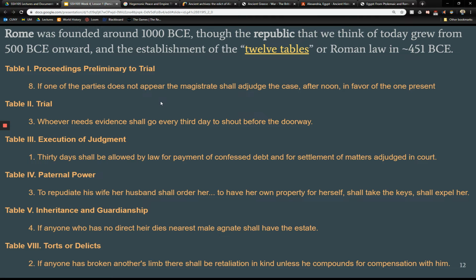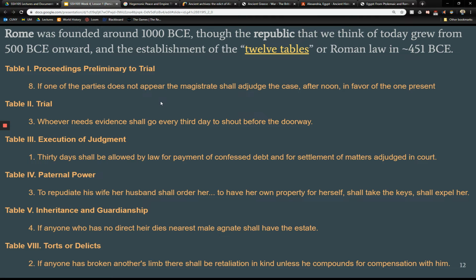I'm not going to go through all of them, but in table 1, just a really foundational one, in a trial, if one of the parties does not appear, the magistrate shall adjudge the case after noon in favor of the one present. So part of their legal system is you have to show up for trial or you will automatically lose. That's an interesting one.